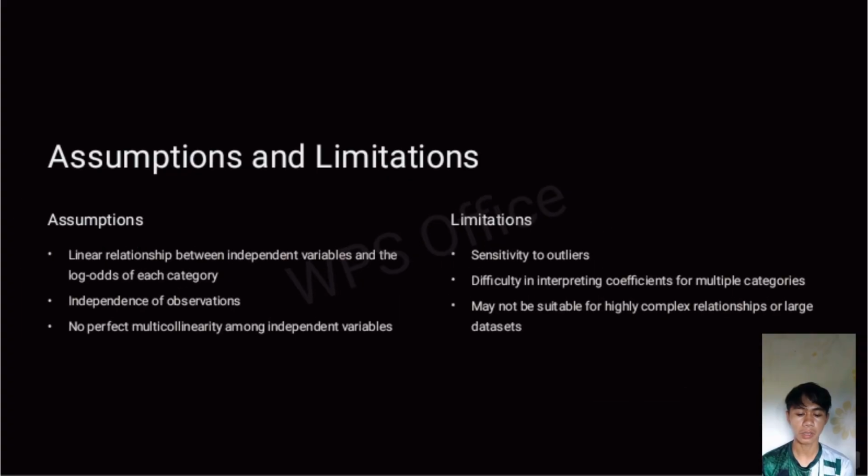Assumptions and limitations. Assumptions: linear relationship between independent variables and the log odds of each category. Independence of observations. No perfect multicollinearity among independent variables. Limitations: sensitivity to outliers. Difficulty in interpreting coefficients for multiple categories. May not be suitable for highly complex relationships or large datasets.